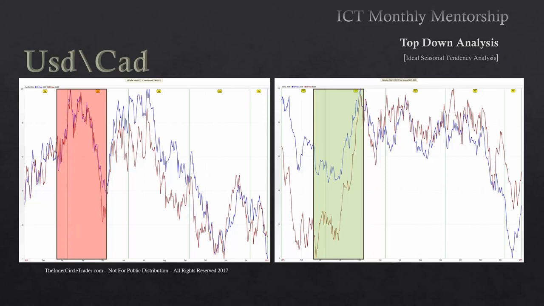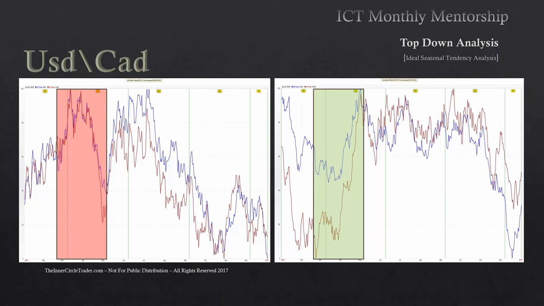So the way you would use this seasonal tendency is, if you're bearish on the dollar index, this is a good time to be selling short dollar CAD. Or if you're long-term bullish on Canadian dollar, this is a good time to sell this pair because you can see the weakness in the dollar index and the strength underlying with the Canadian dollar.